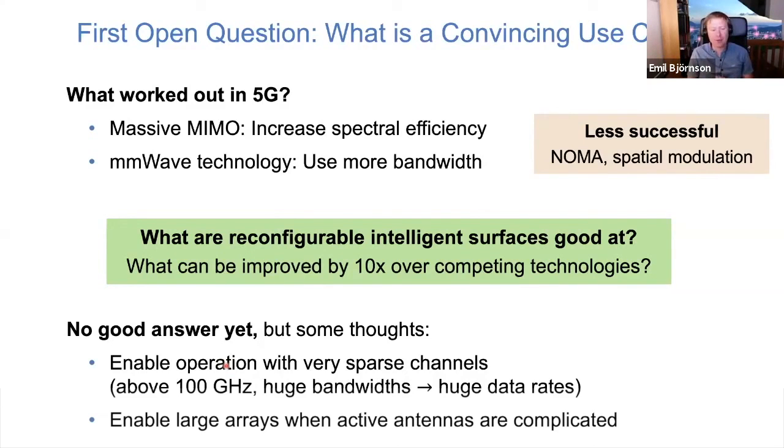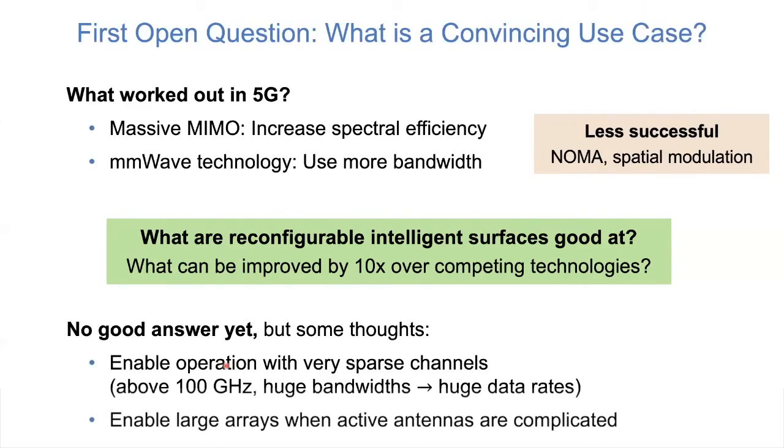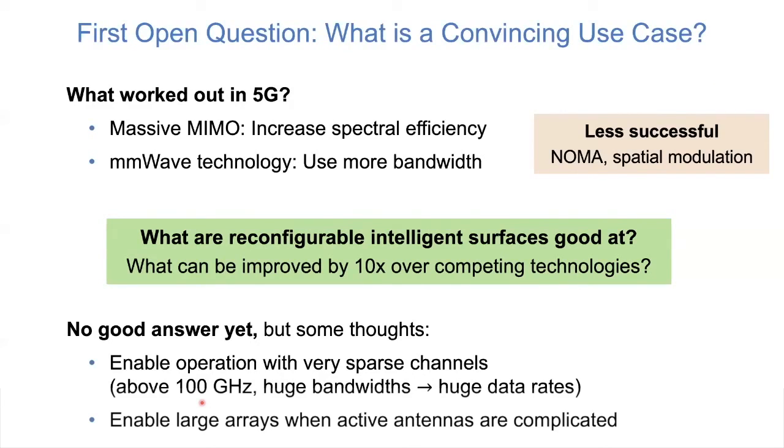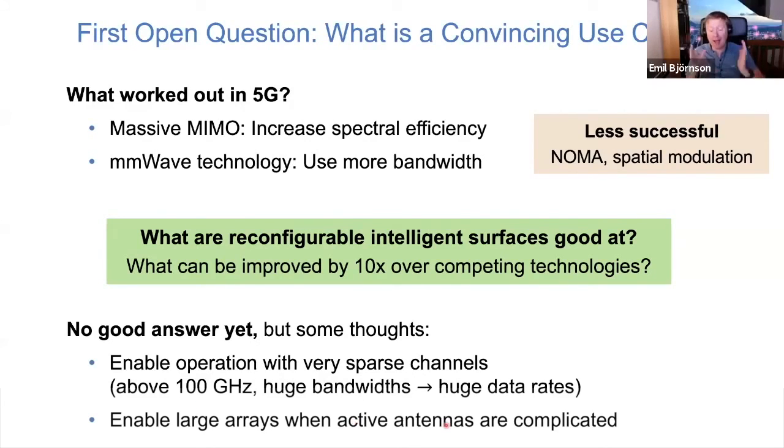And it will not be so economically feasible to put up active arrays everywhere. So for that reason, you can have these kinds of passive surfaces that improve propagation conditions. And as you're also moving up in frequency, you can enable much larger arrays using this type of passive approach than you would be able to do with an active massive MIMO type of array.